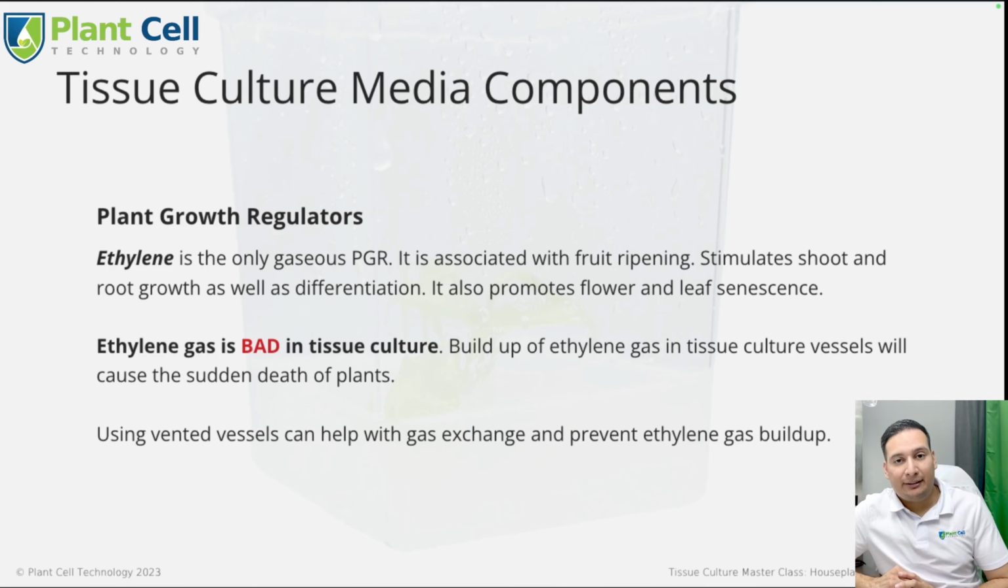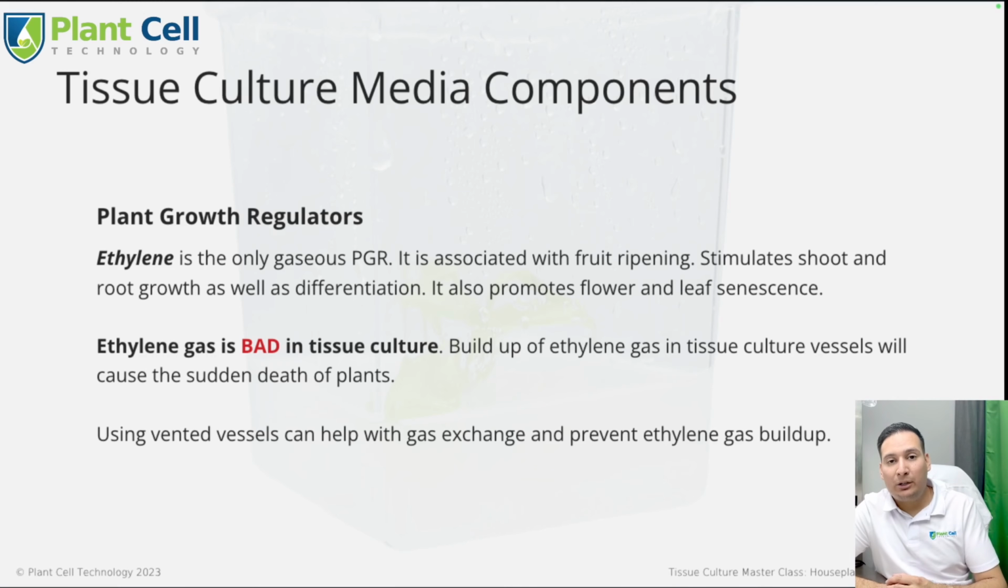However, ethylene gas is bad in tissue culture. The buildup of ethylene gas in tissue culture vessels will cause the sudden death of your plants. You may have plants that look normal and healthy, and then all of a sudden, in a matter of just a few days, they're dead. They're completely black or brown. They usually turn brown really fast, and you can also see the media turn brownish, and then you realize, what is going on? It's because of the buildup of ethylene gas inside of your tissue culture vessel.